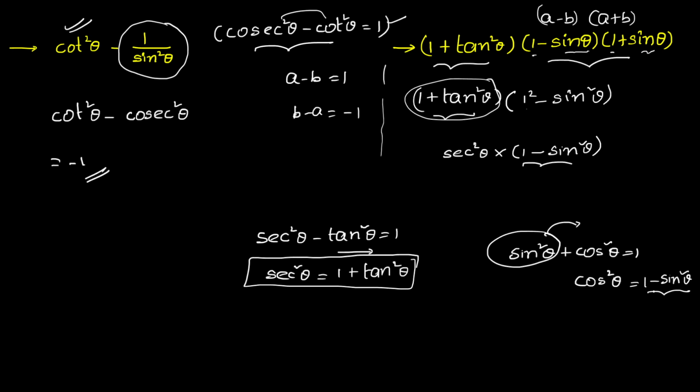Now this 1 minus sin square theta becomes cos square theta. So the value will become secant square into cos square theta. Secant is the reciprocal of cos, so secant square can be written as 1 by cos square theta into cos square theta. So both cos square theta get cancelled and the value will become 1. That's it.